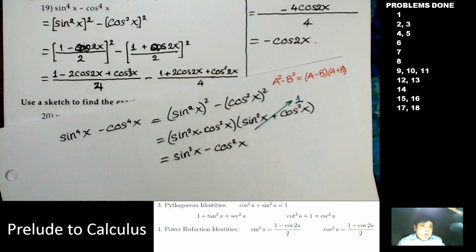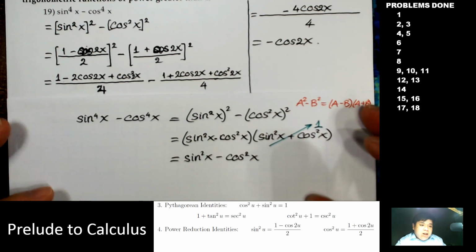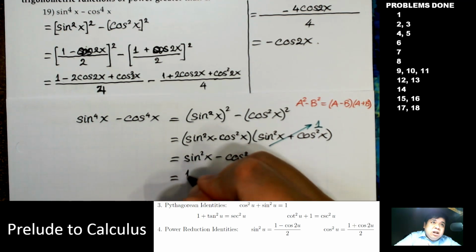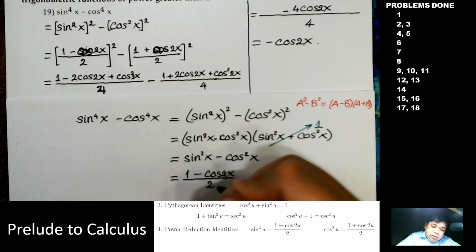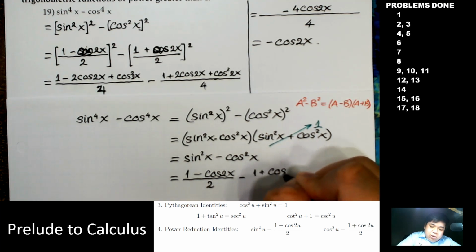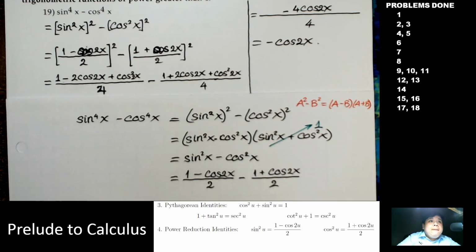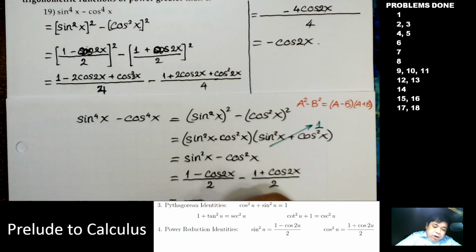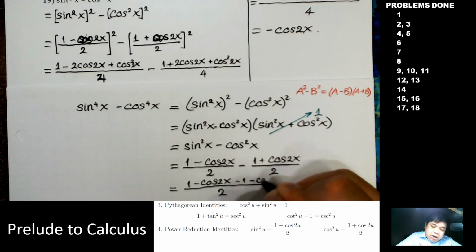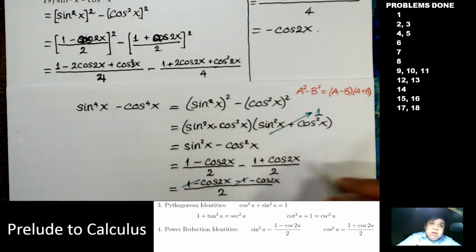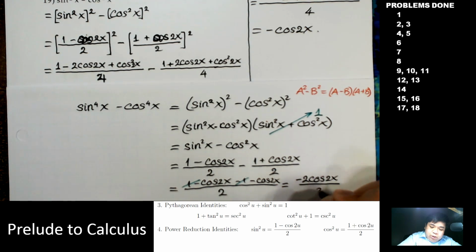This, if we use a difference of 2 squares, it doesn't help us much. What we do instead is just the power reduction, 1 minus cosine of 2x over 2, and then minus 1 plus cosine of 2x over 2. Now I'll bring everything under 2. 1 minus cosine 2x minus 1 minus cosine of 2x. The 1s cancel out. Negative 2 cosine 2x over 2. The 2s cancel out. We have negative cosine of 2x.